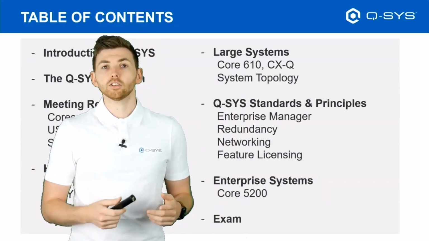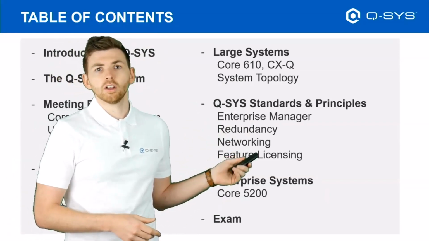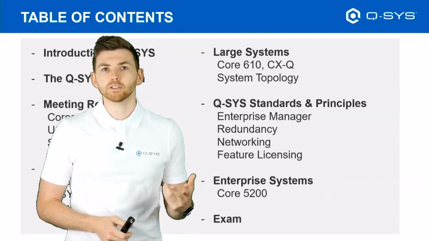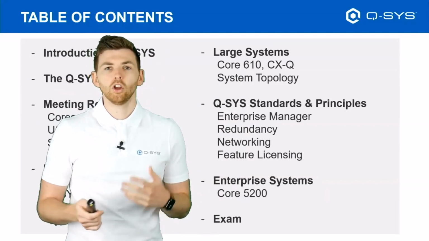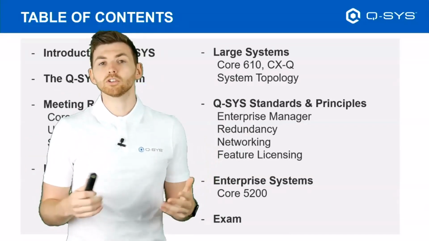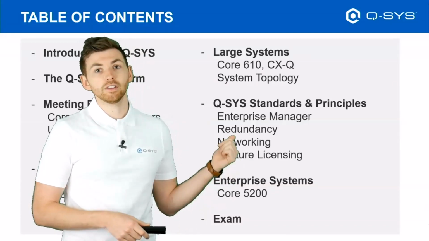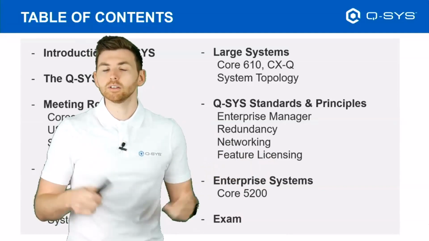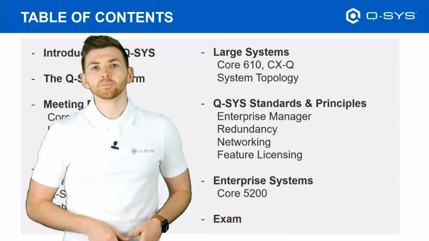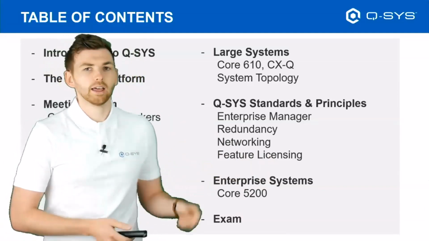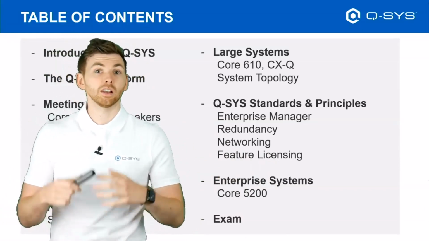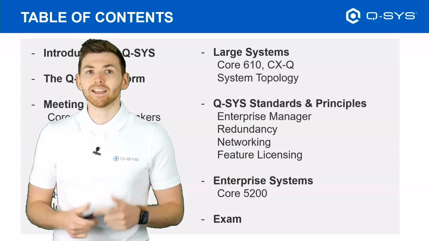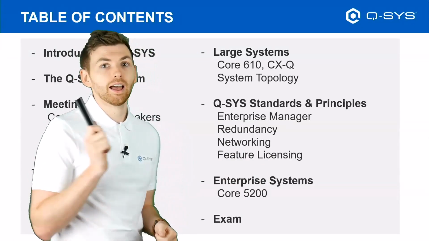And then towards the end, we've got a little section on topics that you really need to know about for any kind of system. So, cloud-based monitoring and management, how that really works, redundancy for when you have really mission critical applications, AV networking, a little bit about licensing of different features where we do a lot in Q-SYS with software. And then towards the end, a little look at the Core 5200, which is the largest Q-SYS processor for the largest systems. And then there is an exam.